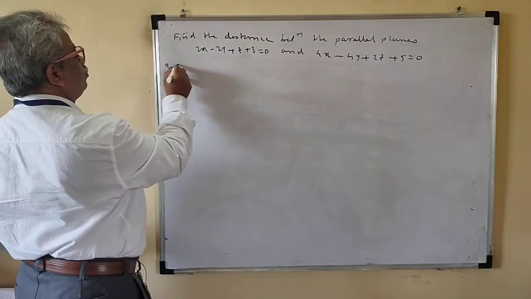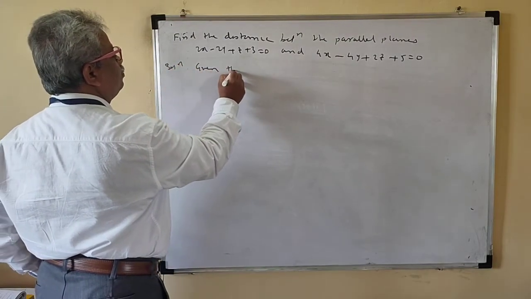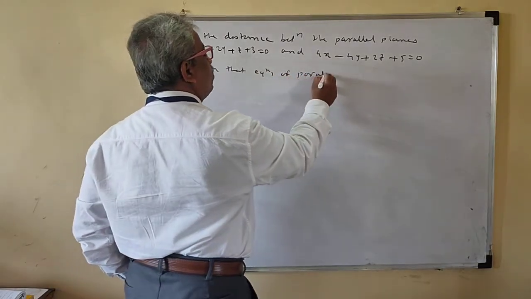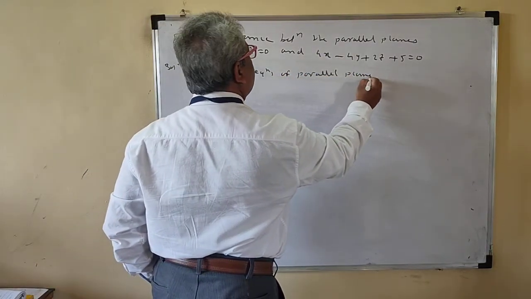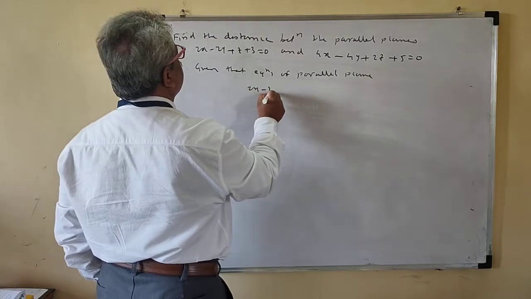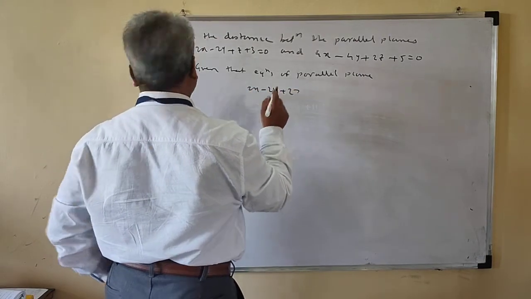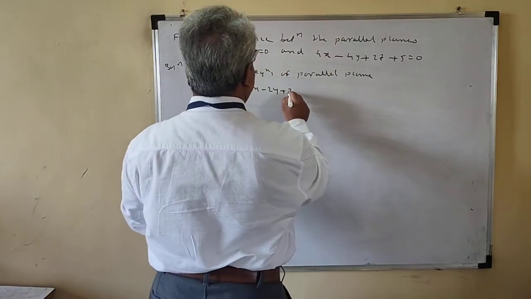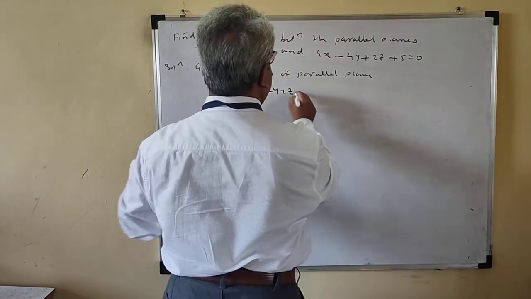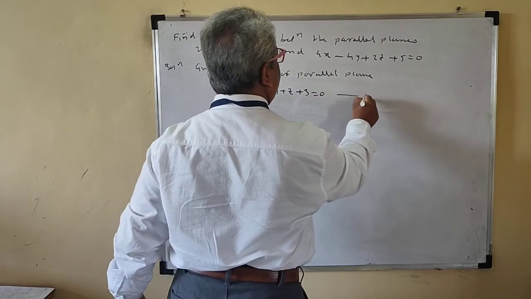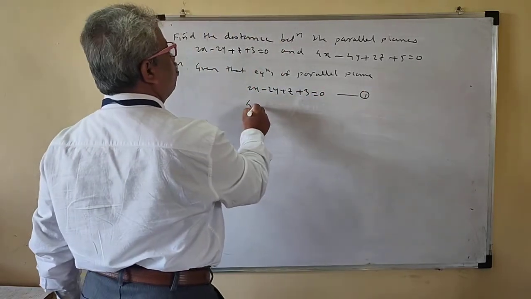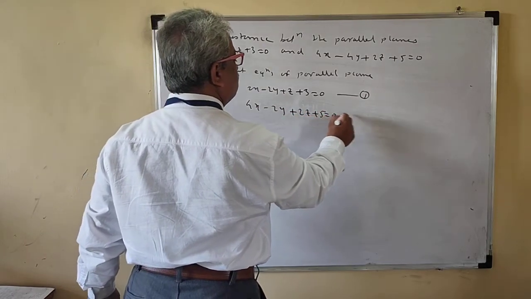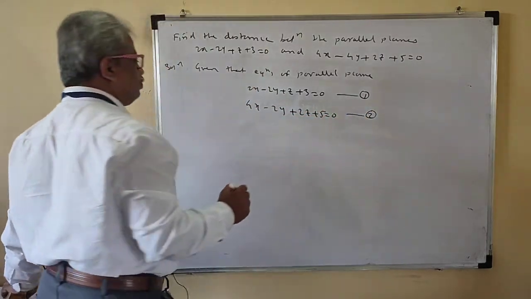Okay, solution. Given the equations of parallel planes: 2x minus 2y plus z plus 3 is equal to 0, we call this 1. And 4x minus 4y plus 2z plus 5 is equal to 0, we call this 2.